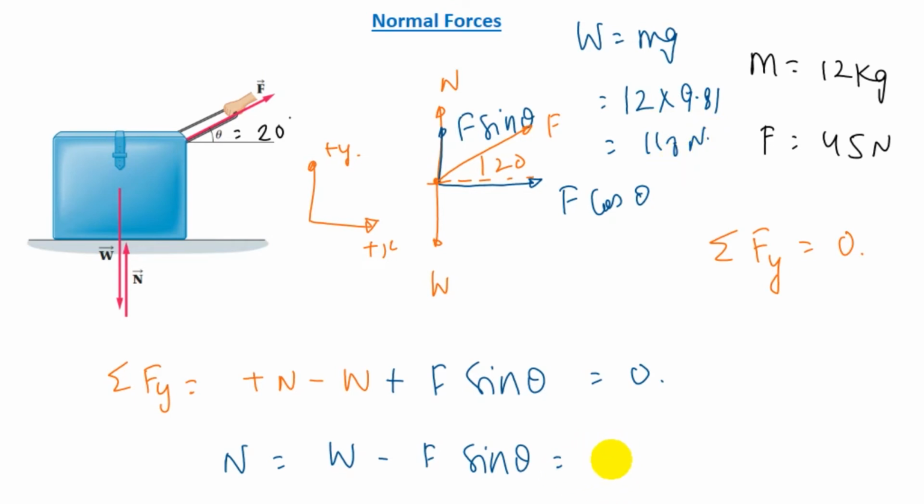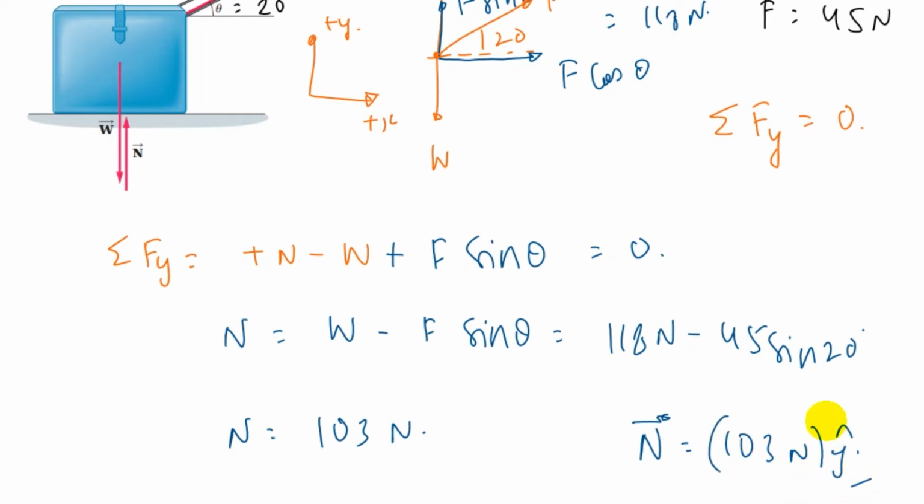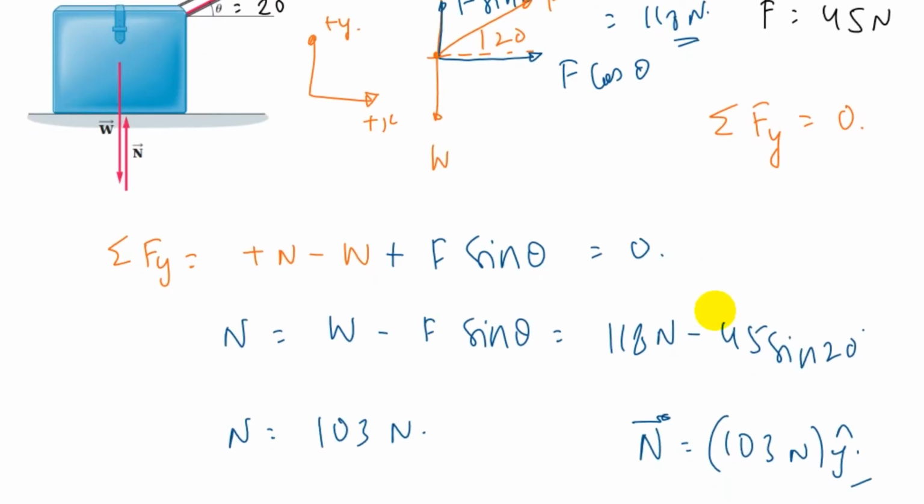Okay, so we can put it here, this is 118 Newton. Force we have 45 Newton, theta is 20 degrees. Now from here the normal force N comes out to be 103 Newton, and in vector form we can write that N vector is 103 Newton y cap. Here we see that the normal force is less than the weight. Now we'll see one more example where the normal force will be greater than the weight of an object.